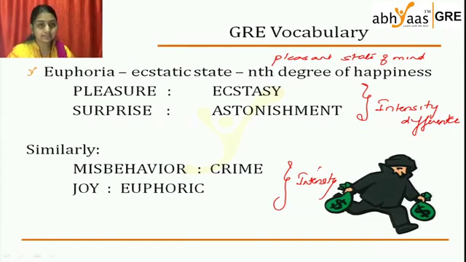So ecstasy is nth degree of happiness. Astonishment is a surprise with a shock there. Surprise with a little bit of shock factor. Misbehavior, crime, intensity different, joy and euphoric, there's an intensity different. Now down the word there, ecstasy and euphoria. Okay.